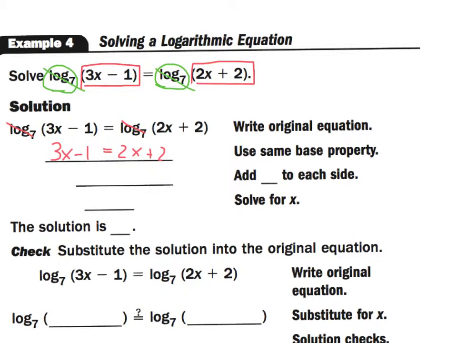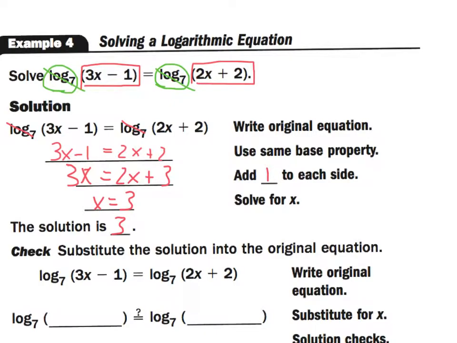And now I'm going to continue to multiply or add and subtract, etc. So I'm going to subtract 2x from both sides to get x and add 1 to both sides. Well, maybe I'll show the step right there. Add 1 to each side to get plus 3, and then subtract 2x to get x equals 3. So the solution is 3.